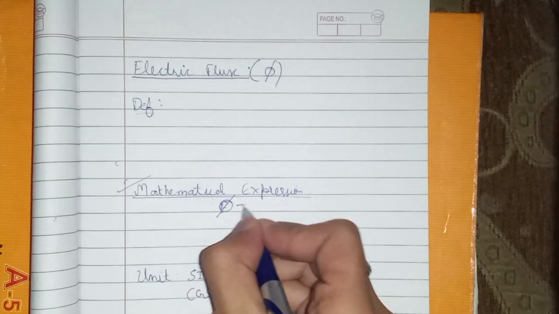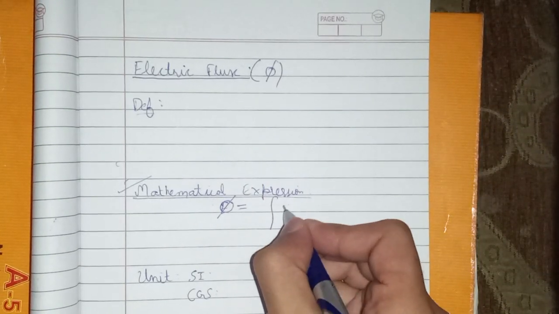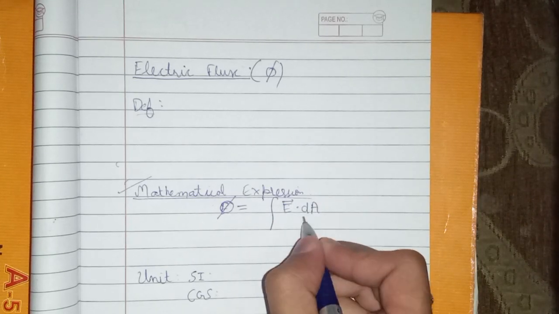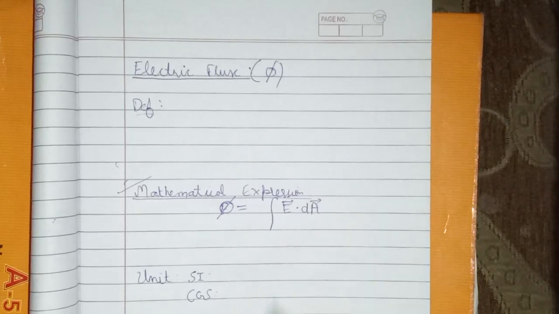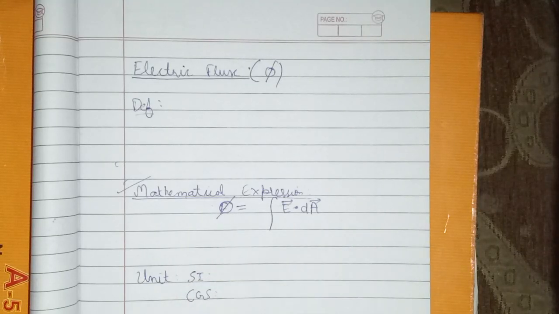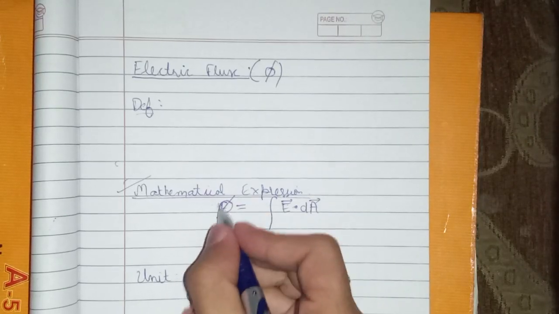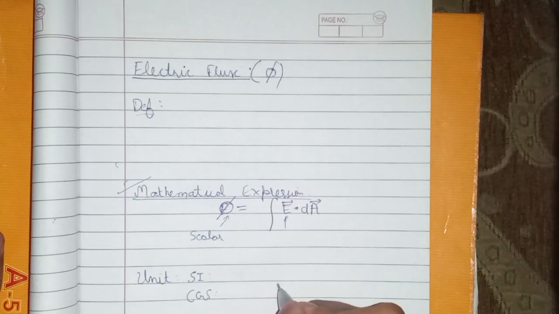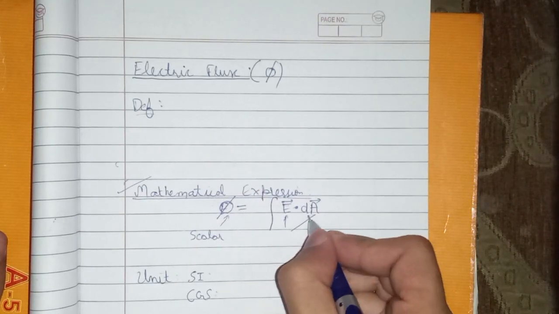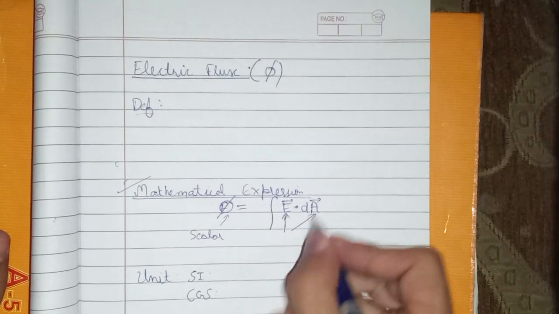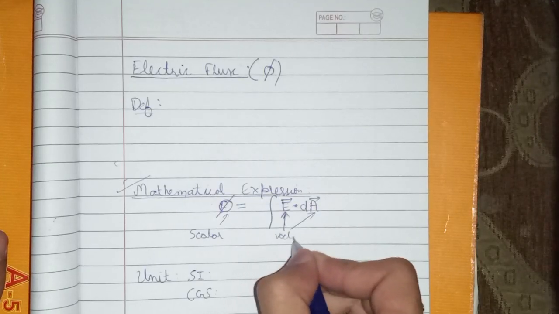Phi is equal to the integration of electric field with respect to area vector, with a dot product here. Okay, let's go bit by bit. This is flux, and it's a scalar quantity. This is electric field, it's a vector. Area is also a vector quantity, I will tell you how. But area is also a vector, and electric field is also a vector.